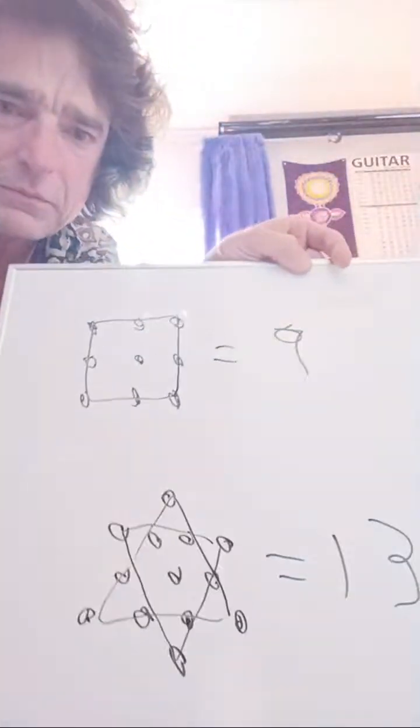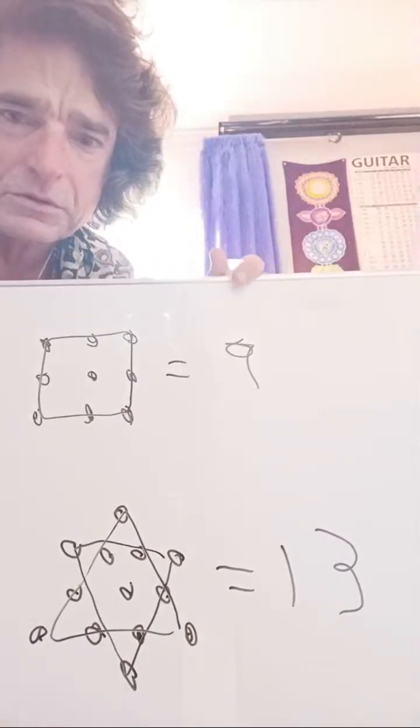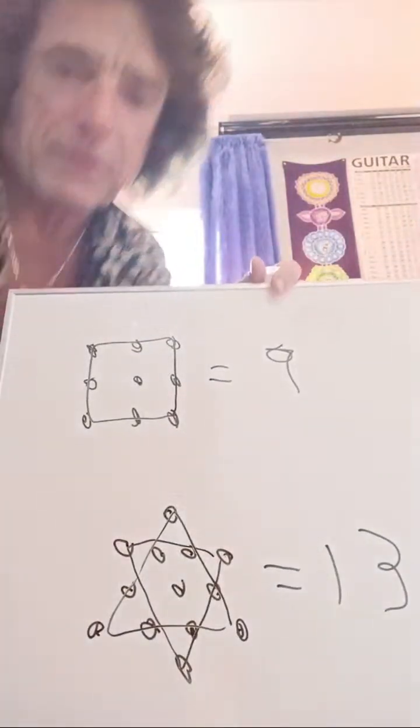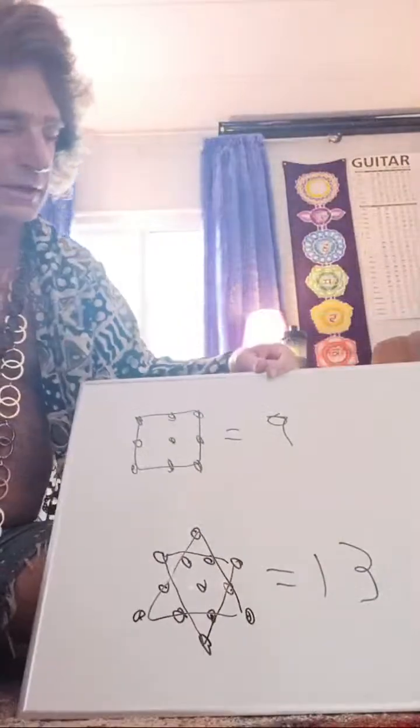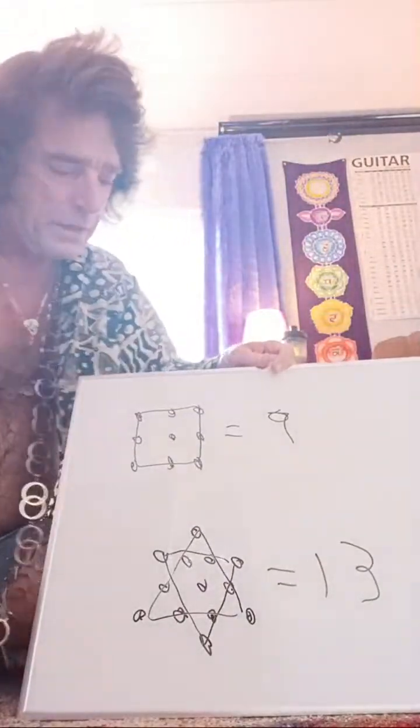See that there? I don't know if you can see that very clearly. Oh, you can't, because this is reversed. Well, anyway, this is 9 and 13. You can't see the 9. This is backwards though. Okay.